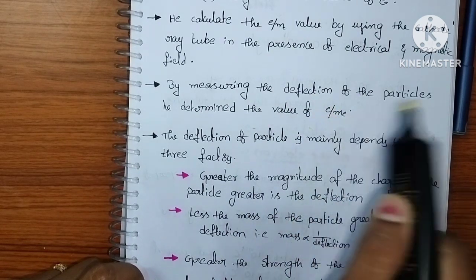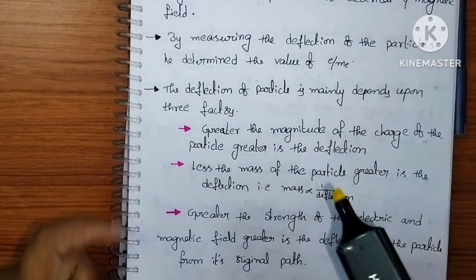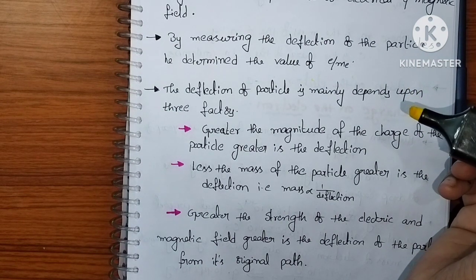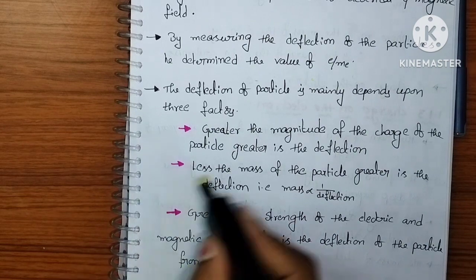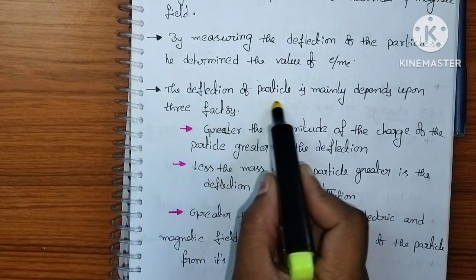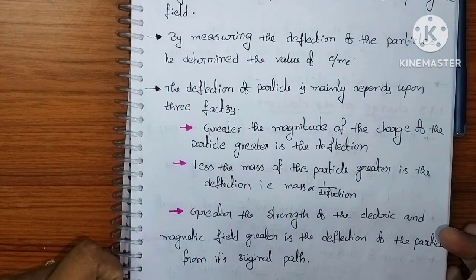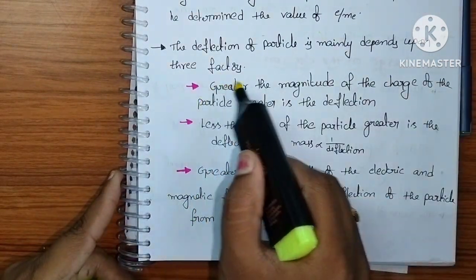By measuring these different types of deflections, he determined the value of e by m. While he conducted the experiment, he also postulated three important points. The amount of deflection of the particle mainly depends upon these three factors. So what are these three factors?